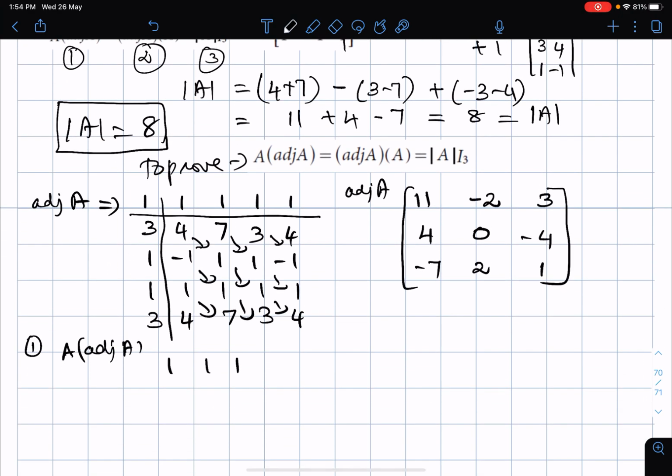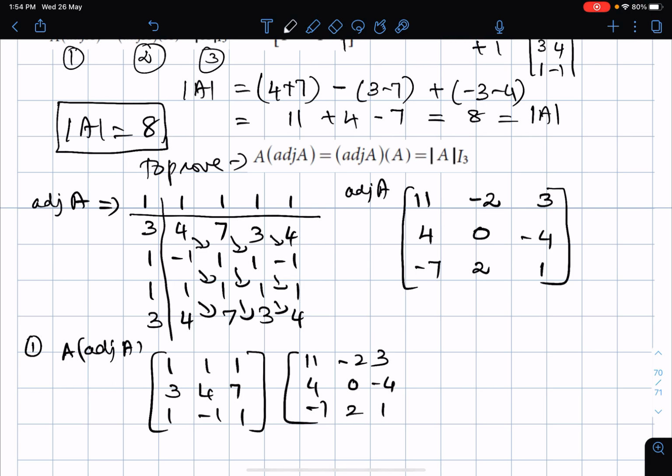What is our A? A is 1, 1, 1, 3, 4, 7, 1, minus 1, 1. This is going to be our A and our adjoint A is 11, minus 2, 3, 4, 0, minus 4, minus 7, 2, 1. Now we are going to multiply row into column.